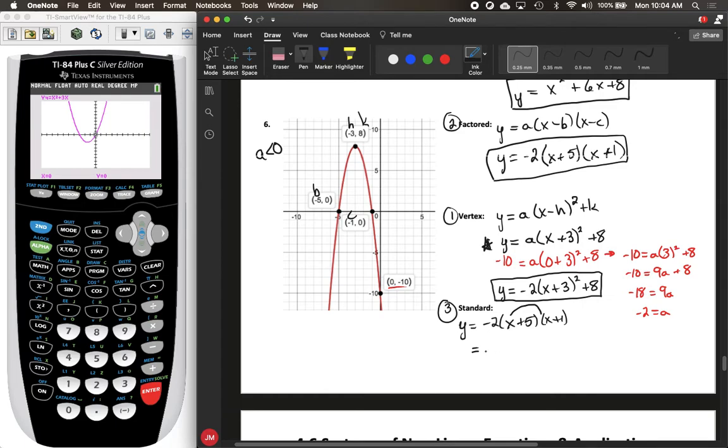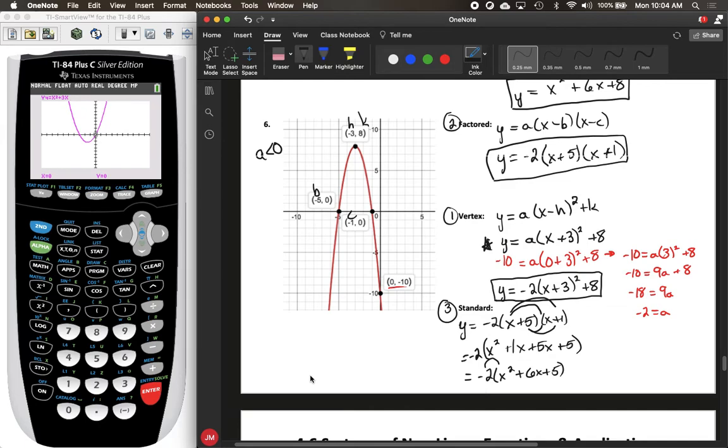So x multiplied by x is x squared, x multiplied by 1 is a positive 1x, 5 multiplied by x is 5x, and 5 multiplied by 1 is 5. Now I'm going to keep all of that in parentheses because we still have not yet multiplied by the negative 2, which I need to make some room for, in front of that expression. Again, I would go ahead and continue to simplify everything inside the parentheses first, so x squared plus 6x plus 5, and now we should be able to go ahead and distribute the negative 2.